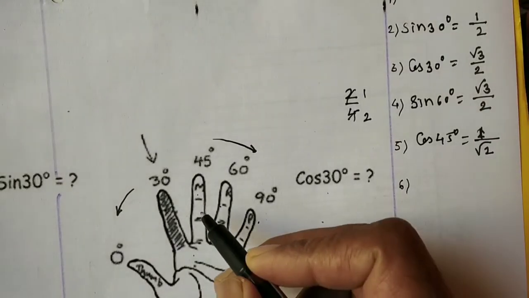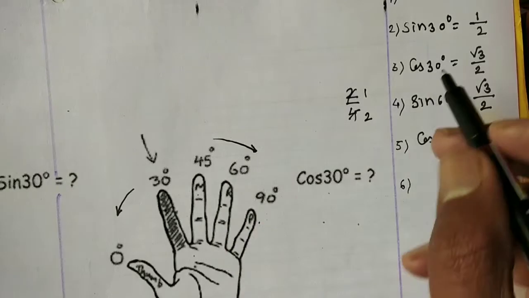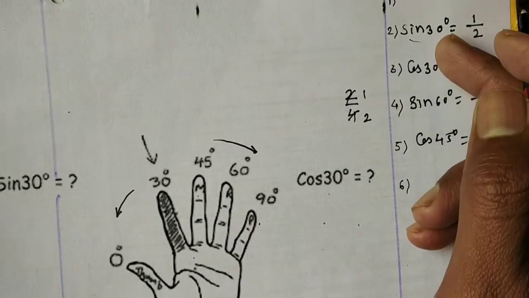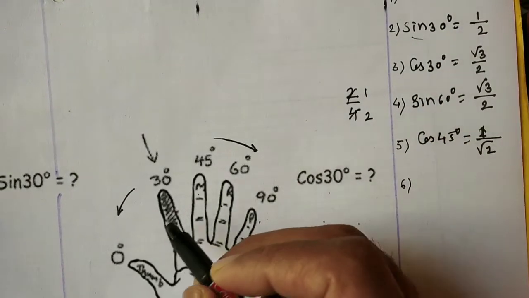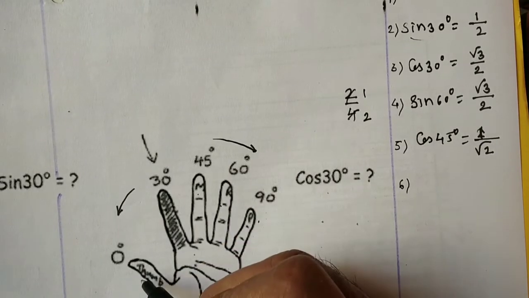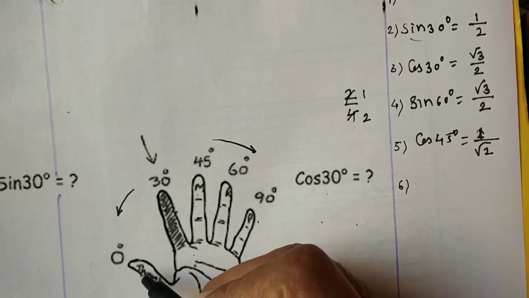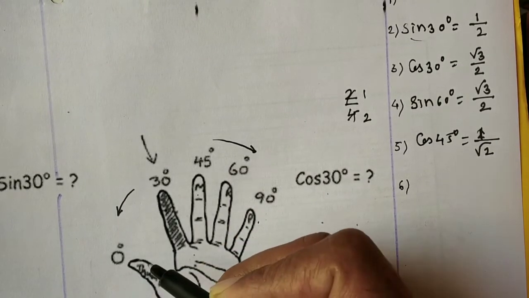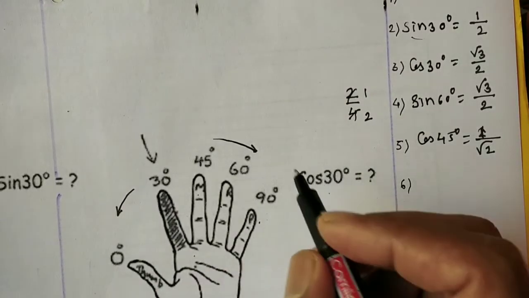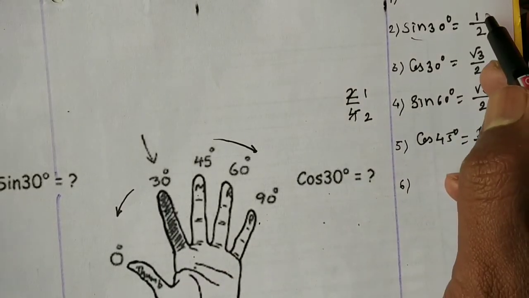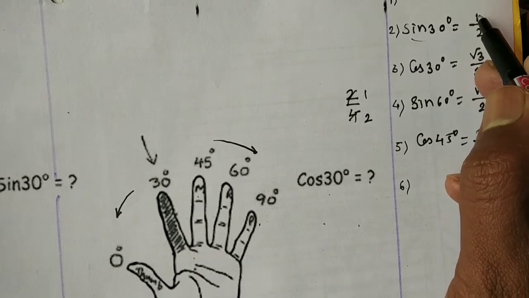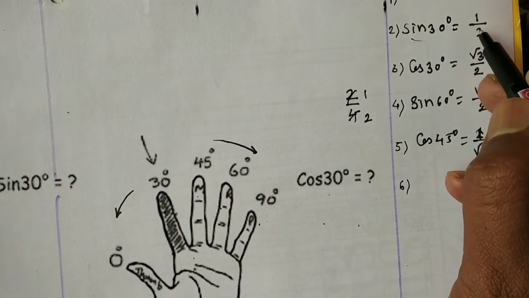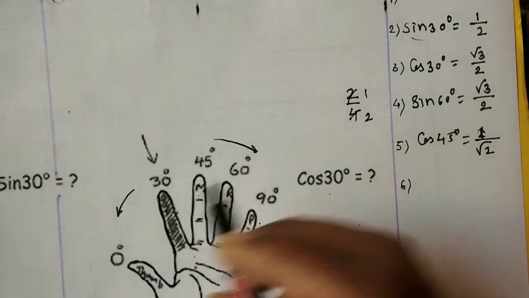You can calculate this by using a formula. Suppose I want to calculate sine 30 degrees. So for sine 30 degrees, how many fingers are remaining here? 1. Divide this number by 4. So how much will it be? 1 by 4. So take the square root of this number. The square root of 1 is 1, the square root of 4 is 2.